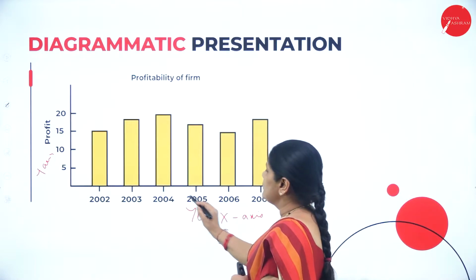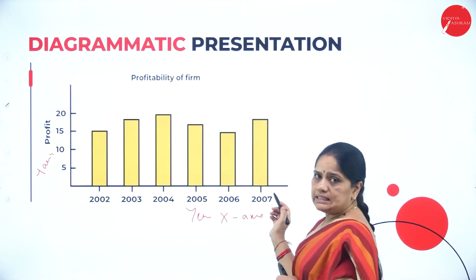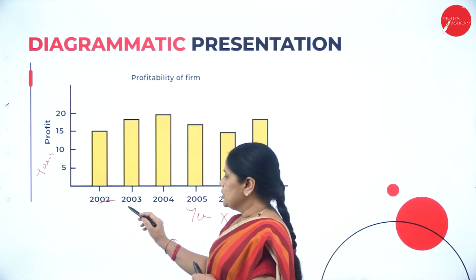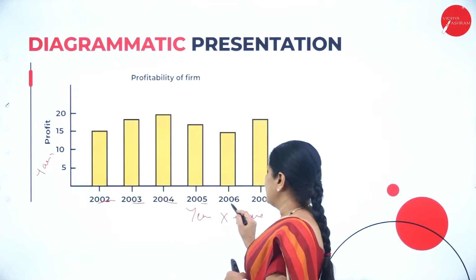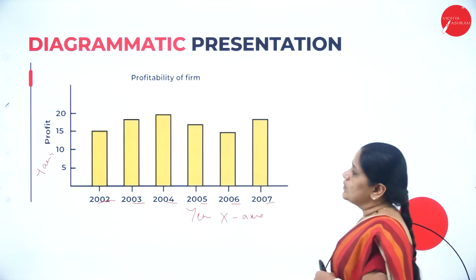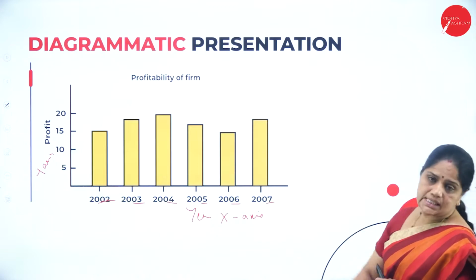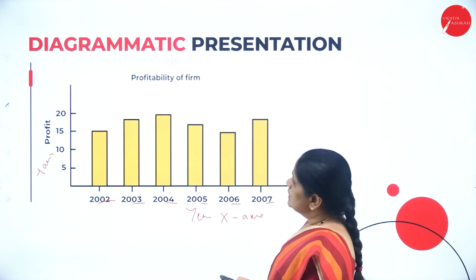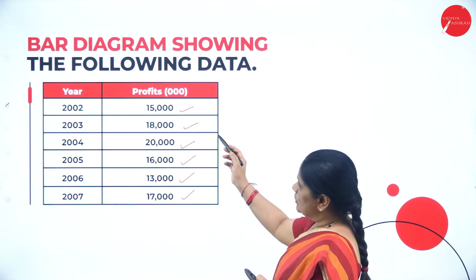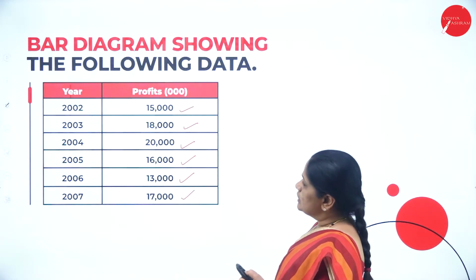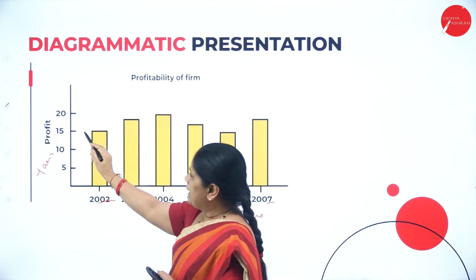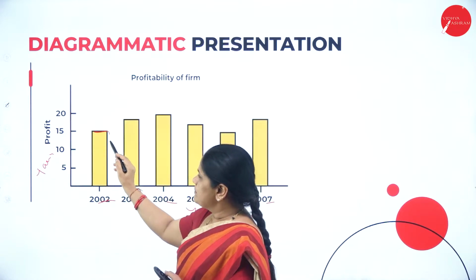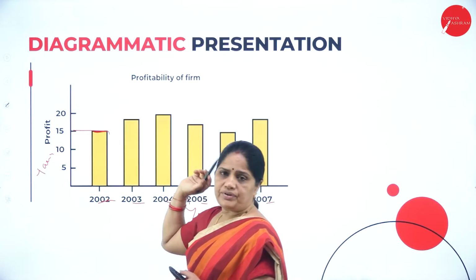So each of these represents the years: 2002, 2003, 4, 5, 6 and 7. Now on the y-axis, we have the profits. Now what is given here? In the previous year, they have told it is 15,000. So here in the bar diagram, the bar has been extended up to 15.